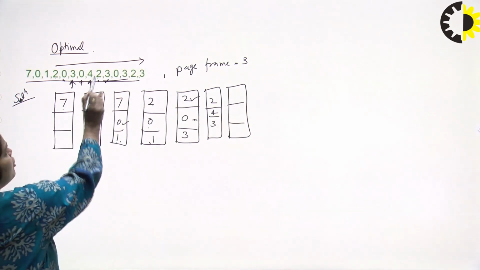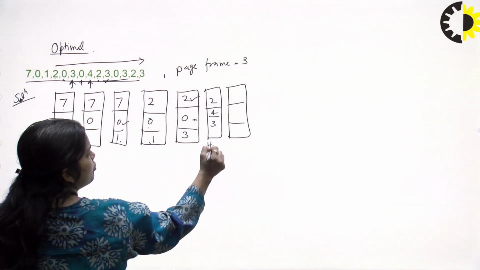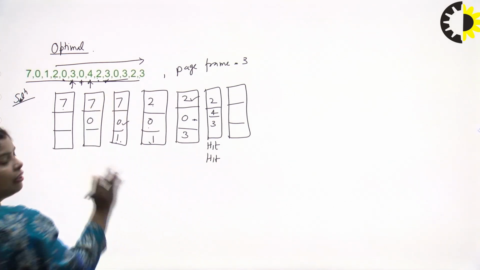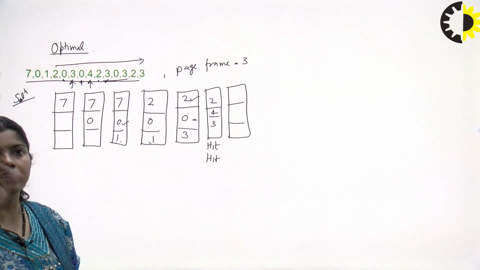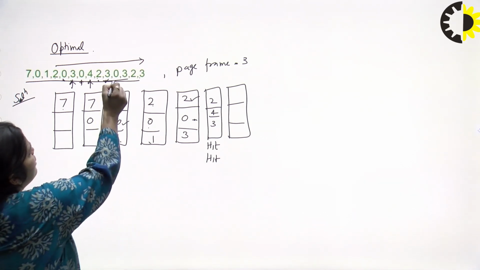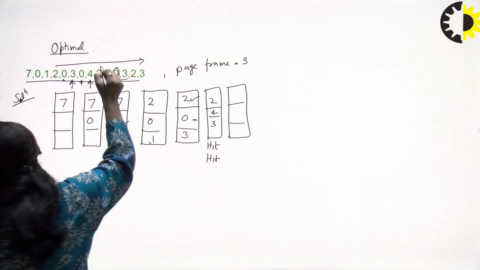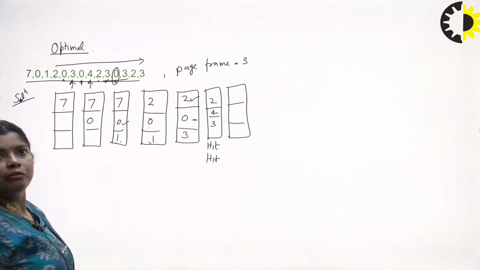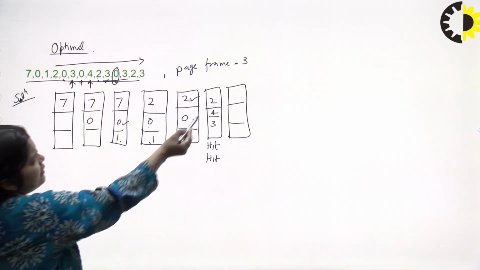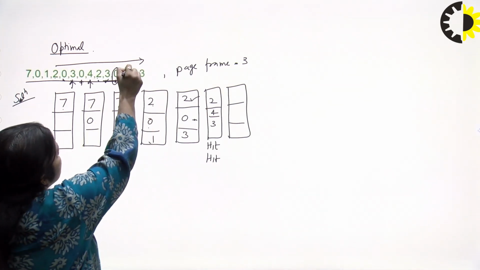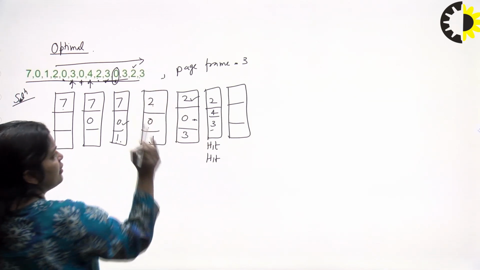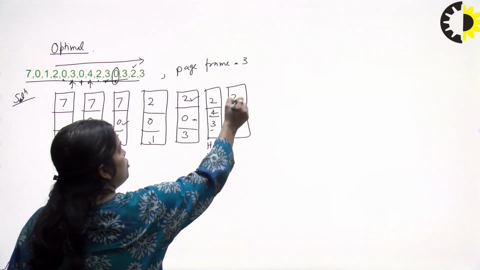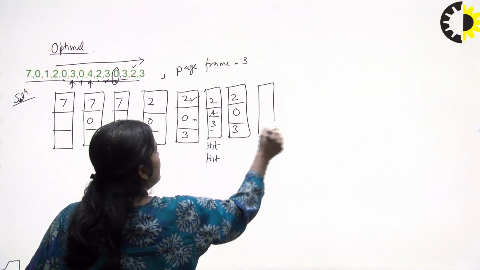Now again the 2. 2 is already there, and 3 is already there. You have to write hit. You are not going to make a page frame when there is a hit. Simply you have to write it down. Now the 0 is there. Which particular value is going to be replaced? You can see 2 is here, 3 is there, 4 didn't come. So this 0 will be replaced by the 4. 0, 2 and 3. Fine.